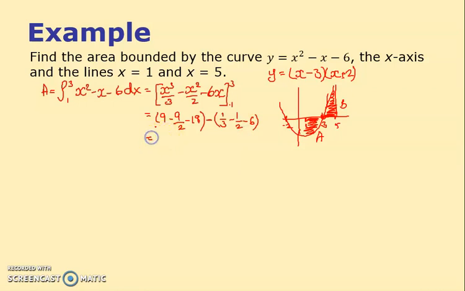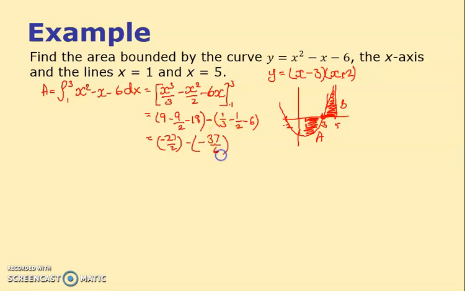Work out both of those. You might as well just do it on your calculator. So I've got 9 minus 9 over 2 minus 18. So my first bracket, I've got minus 27 over 2, minus, what have I got? 1/3 minus 1/2 minus 6. I get minus 37 over 6.